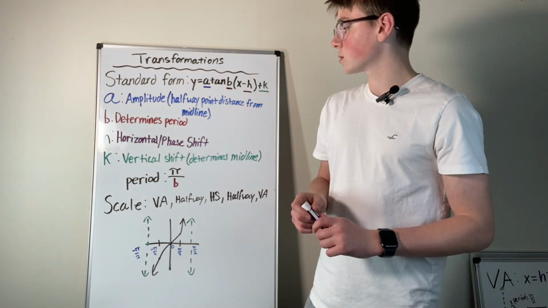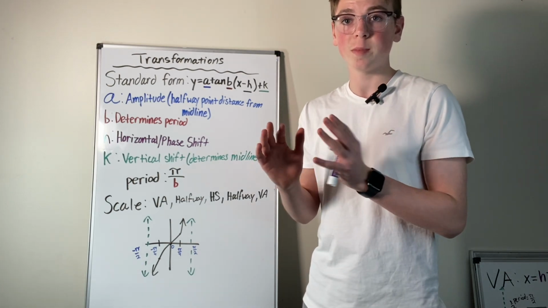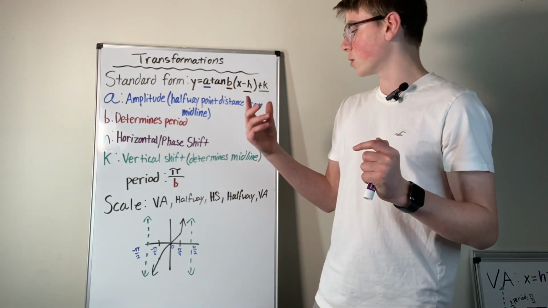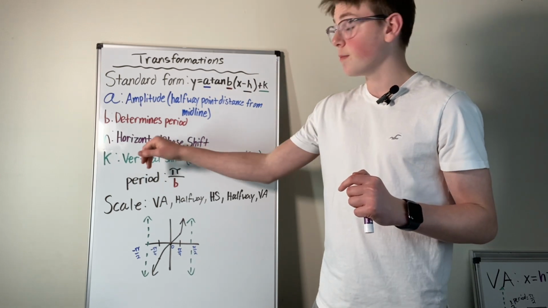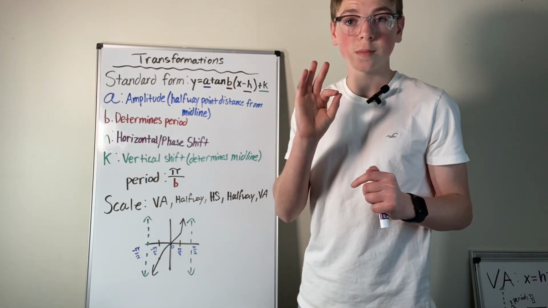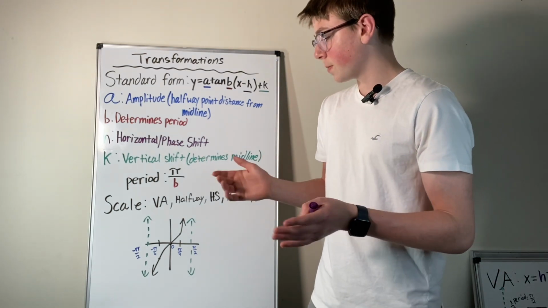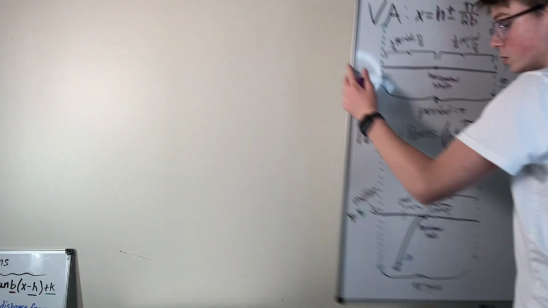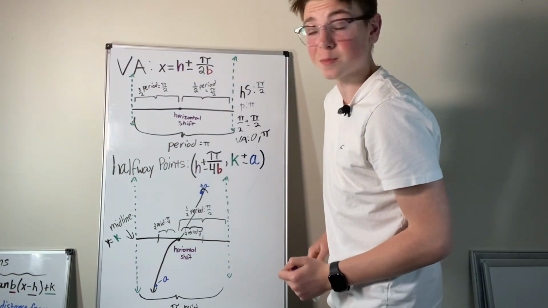Then H is our horizontal or phase shift, which determines where our starting point would be, which is the middle point between your two asymptotes. And then K is your vertical shift, which determines your midline. So the line that middle point starts in, the y value that middle point will be on. So let's get started. I have tried my best with diagrams to teach you how to find these things. So I hope it helps.